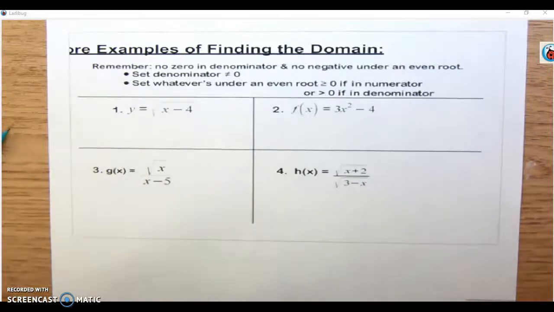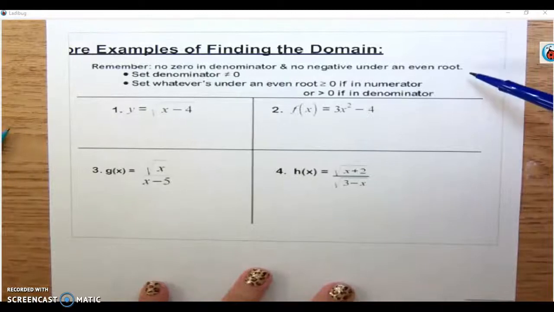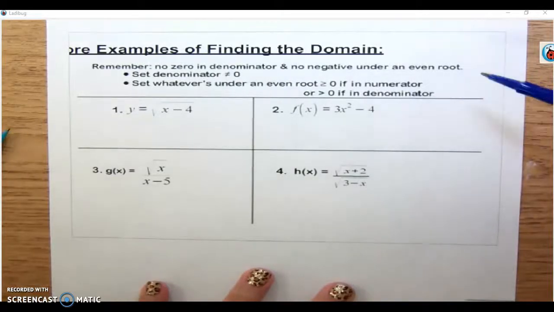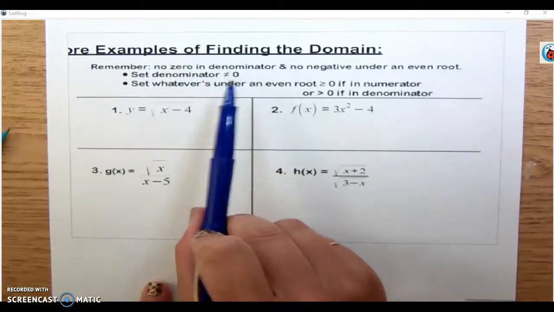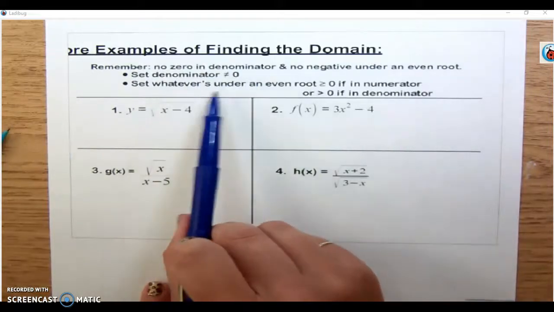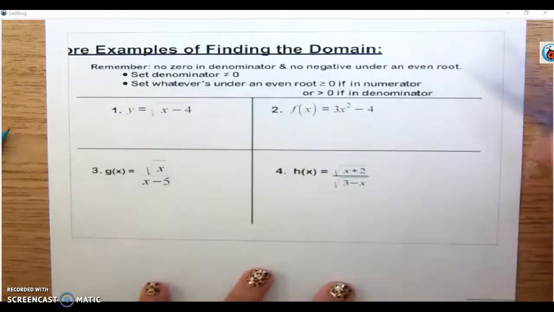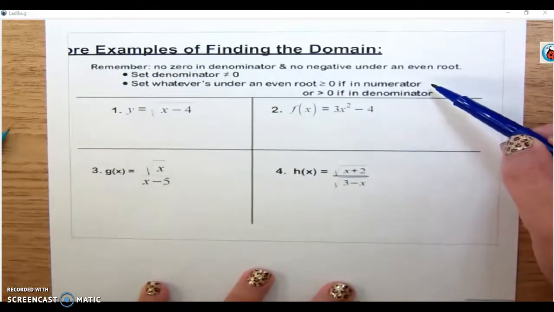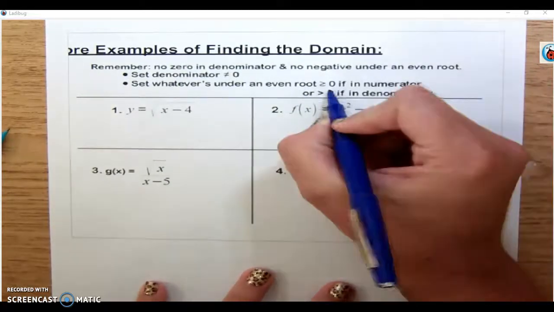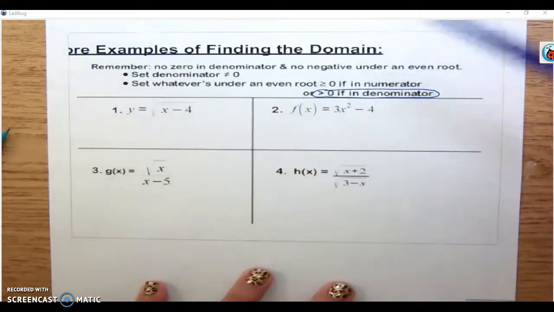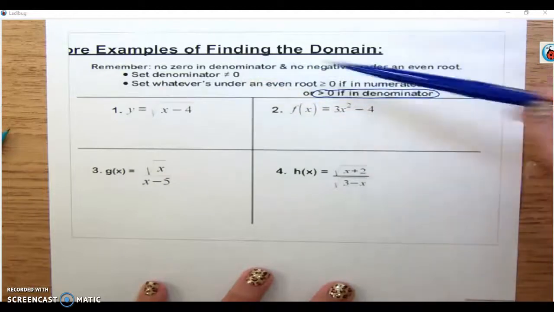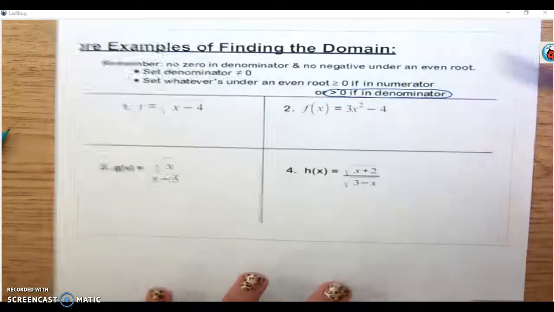Alright, so we have a few more examples for finding the domain. Just to review from the last video, if there's something in the denominator, you're going to make sure you set it not equal to 0. If there's something under the square root, if it's in the numerator, you're going to make it greater than or equal to 0. Something we haven't looked at yet: if it's in the denominator, remember it can't be equal to 0, so you would just make it greater than 0.